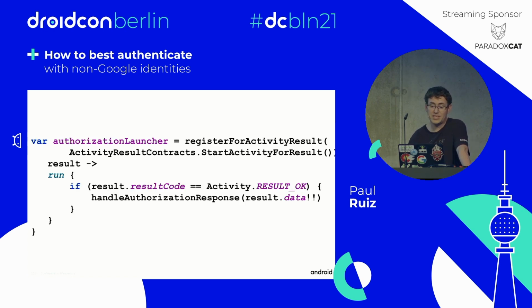And then when this URL gets sent back to our app, it should end up being handled by a launcher that's listening for the activity result. This is the same launcher that we used a few slides ago to launch the request intent. So assuming the result is OK, we'll simply pass the intent from the response off to another function, which in this case is just going to be named handle authorization response.